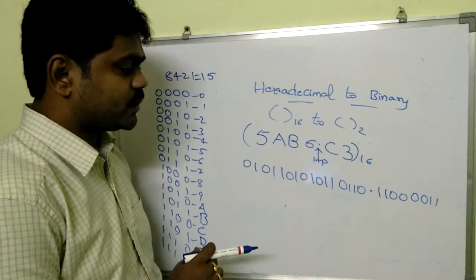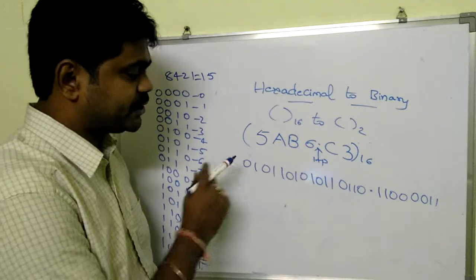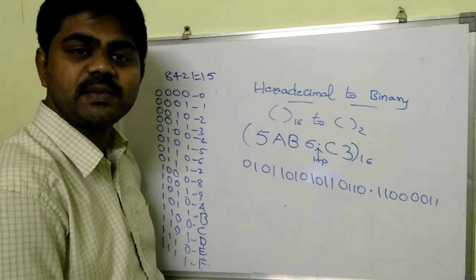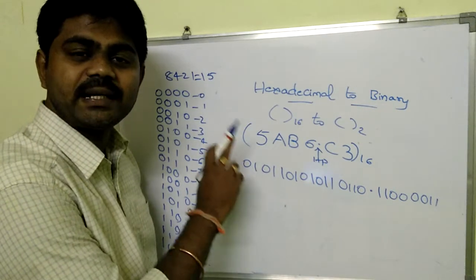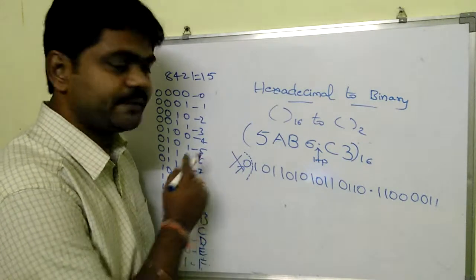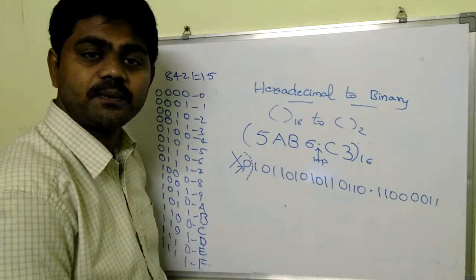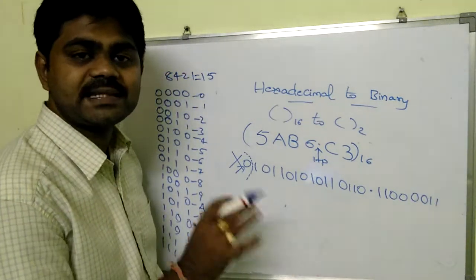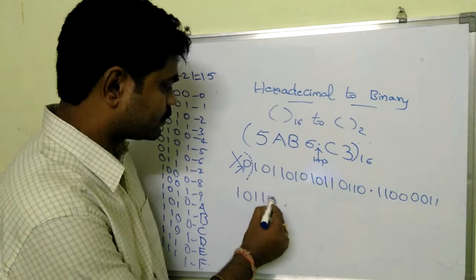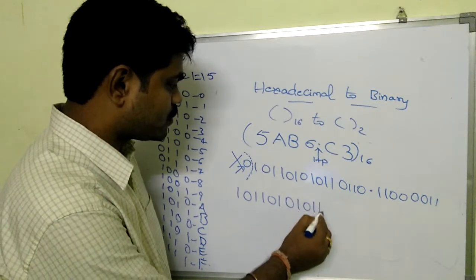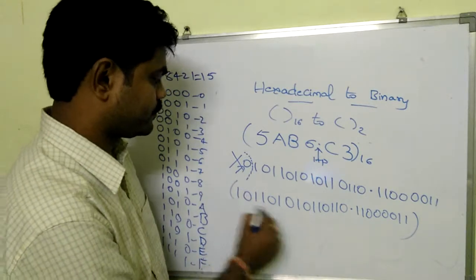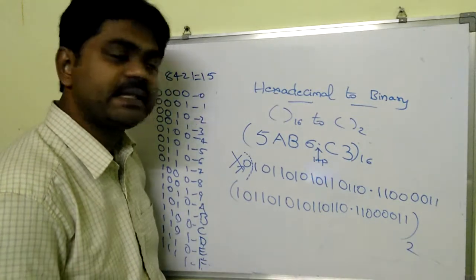As we know, if we have any leading zeros in the MSB, just remove those leading zeros. If we have any trailing zeros in the LSB, just remove those trailing zeros. Coming to the MSB here, I have one leading zero. Just remove this leading zero. Now check, do I have any trailing zero? I don't have any trailing zero here, so just keep it as it is. After removing the leading zero, this is my final binary number.